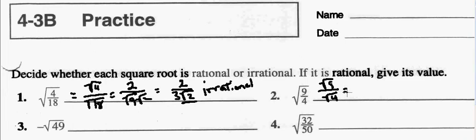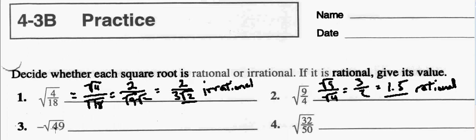Okay, so number 2, here I have the square root of 9 over the square root of 4, which turns into 3/2, which if I put that in decimal is 1.5. Well, that is a decimal that ends or truncates, therefore it is rational.